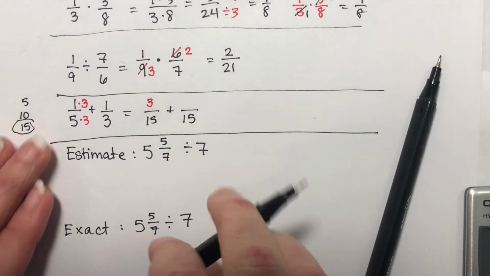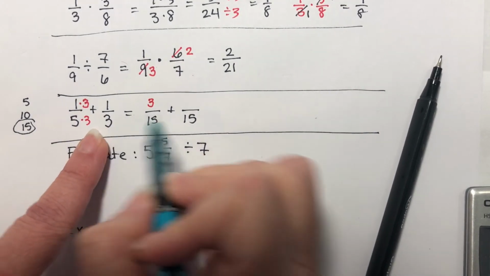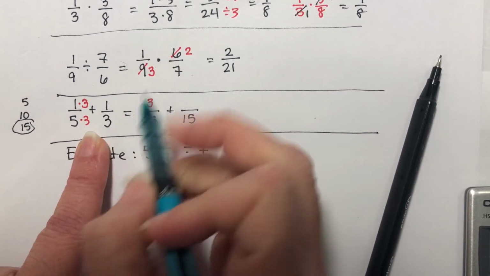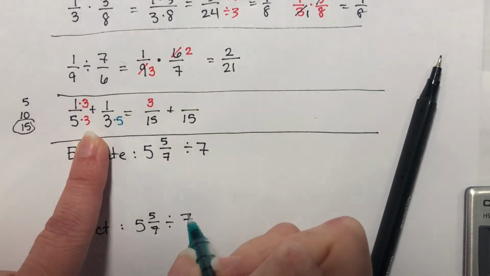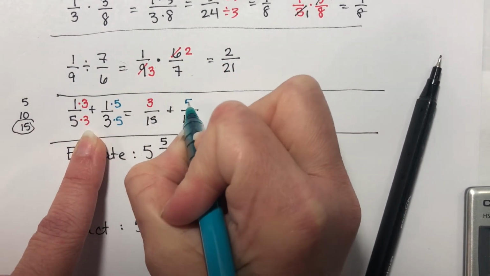Okay, now I'm going to do the same thing here. 3 times what gives me 15? 3 times 5 gives me 15. So I need to multiply the top by 5 as well. So that gives me 5 over 15.